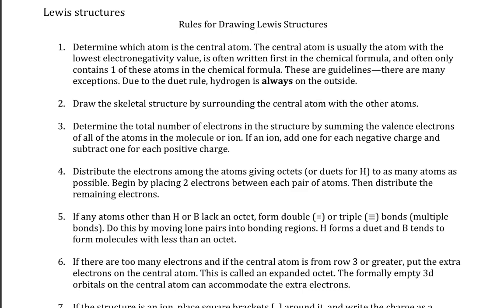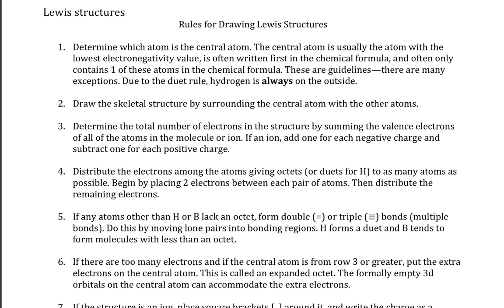Okay, 2, we draw the skeletal structure by surrounding the central atom with the other atoms. So we've decided what goes in the center, we put it in the center, and then we draw the other atoms around that.